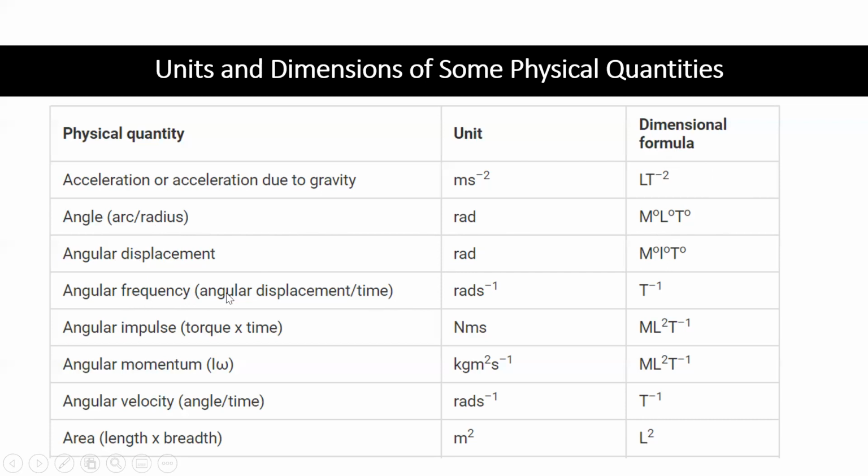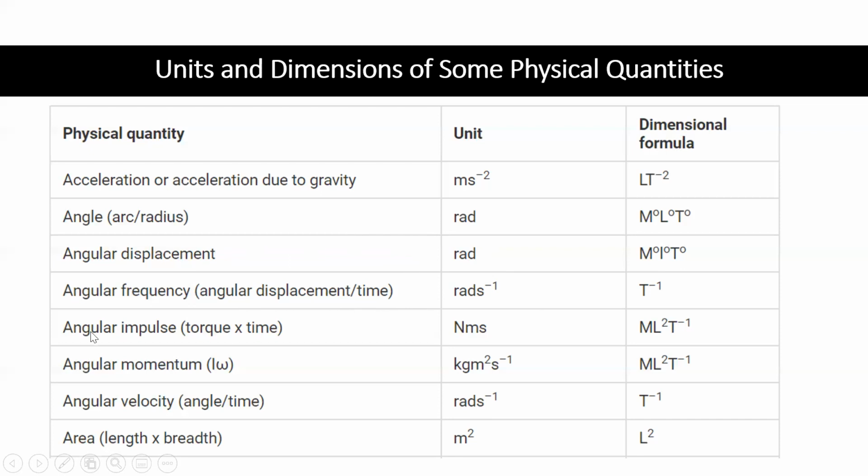So angular frequency. Now what is angular frequency? It is angular displacement divided by time. You know, angular displacement doesn't have any dimension. So divided by time. Divided by time means T raised to minus 1. And its unit is angular displacement divided by time, so radians per second.